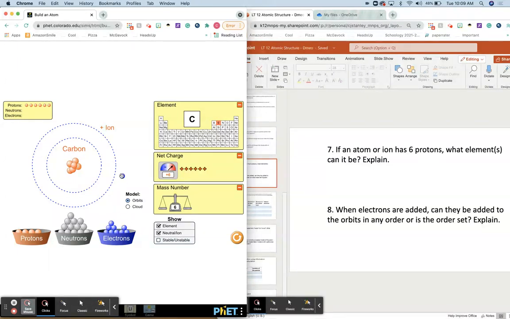When electrons are added, can they be added in orbits of any order, or is the order set? Let's see. I want this one to go on this outer ring. Oops. Looks like it won't let me. Okay, but let's try now. So it went that time, but the first two had to go to the inner circle. So what's my answer here? Is the order set, or can you put them in any order?